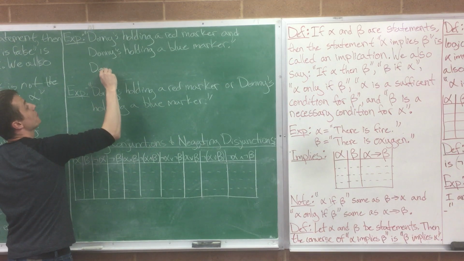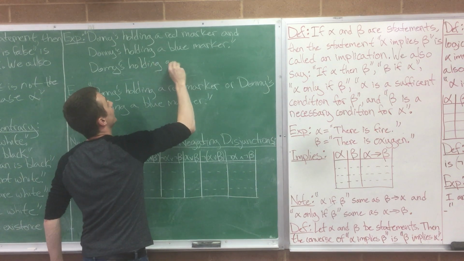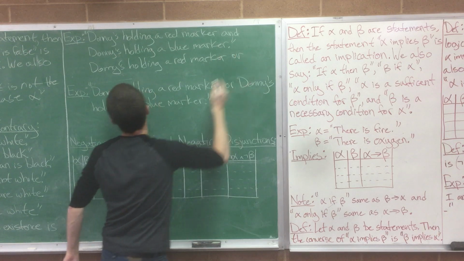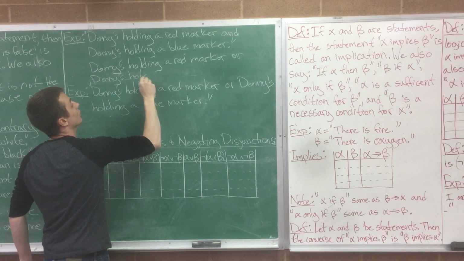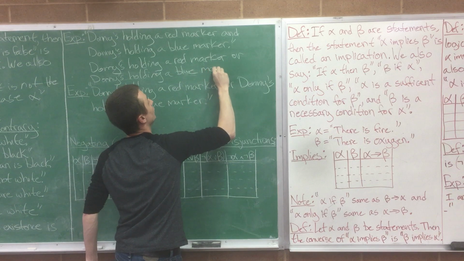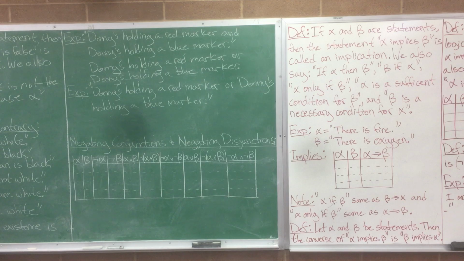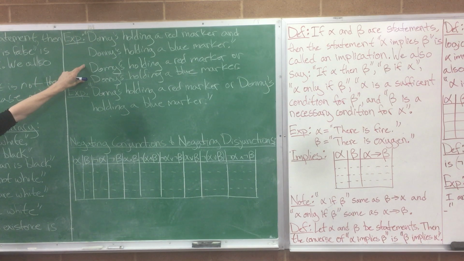You say, Donnie's holding a red marker or Donnie's holding a blue marker. So let's look at that for a second and see if those are contradicting statements. Let's say I'm holding both. Is the first statement true? Yes. So the second statement's false? No. Then those are not contradicting statements.